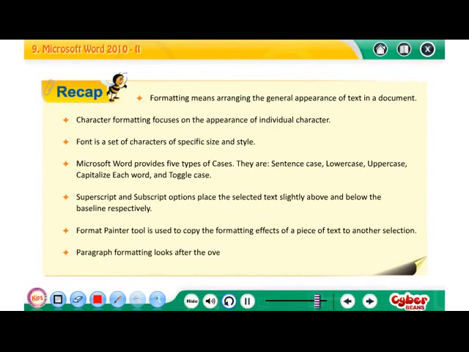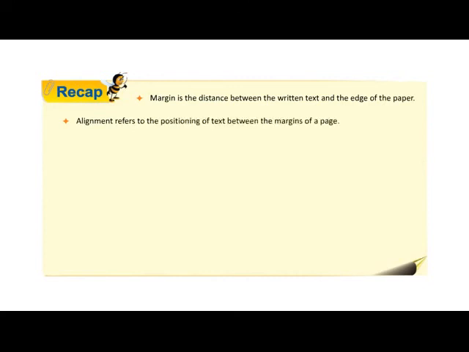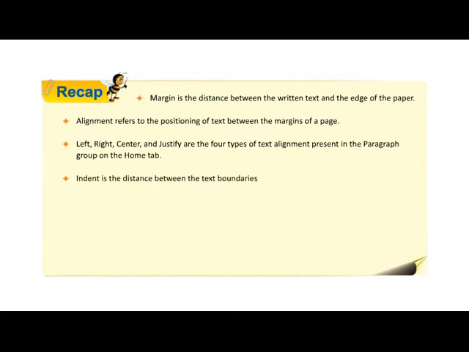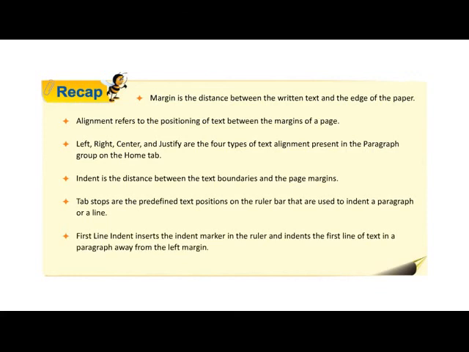Paragraph formatting looks after the overall appearance of a document. Margin is the distance between the written text and the edge of the paper. Alignment refers to the positioning of text between the margins of a page. Left, right, center and justify are the 4 types of text alignment present in the Paragraph group on the Home tab. Indent is the distance between the text boundaries and the page margins. Tab stops are the predefined text positions on the ruler bar that are used to indent a paragraph or a line. First line indent inserts the indent marker in the ruler and indents the first line of text in a paragraph away from the left margin.